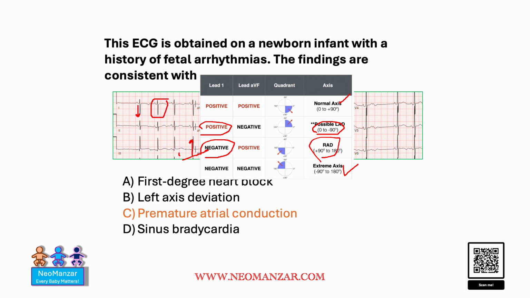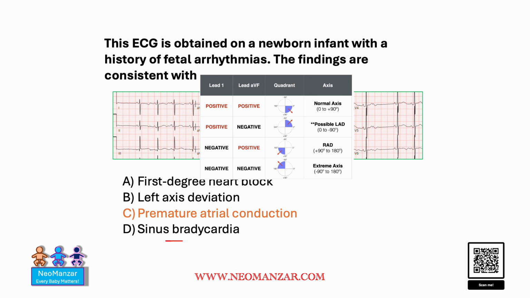So the easy way to look at axis deviation, always look at lead 1. If it's negative, then go and look for AVF. If AVF is positive, you know that this is right axis deviation. If AVF is negative, then you know it's an extreme axis deviation. So you will be dealing with this most of the time in ECGs in neonates. So that's why the second one is out.